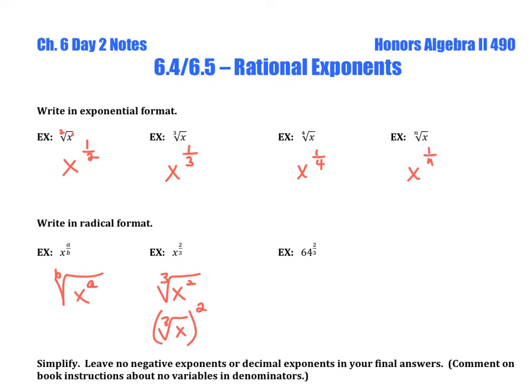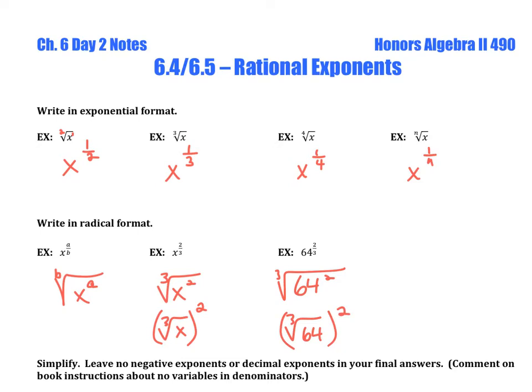And then finally for the next one, if you notice, we have a number base on this one. On these last two, we had variable bases. On here, we have a number base. So I'm going to show you two ways in which you could rewrite this. This could be written as the cube root of 64 squared, or another way we could write it is the cube root of 64 quantity squared. Either one of those is mathematically equivalent.